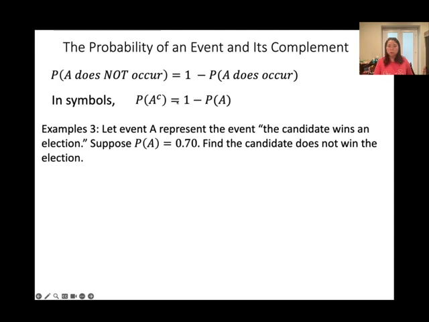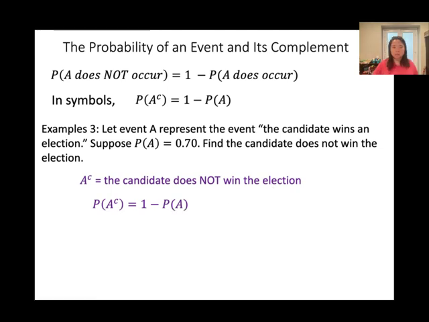So we're going to use this formula, right? We're going to let event A complement be the candidate does not win the election. So plug it in, 1 minus 0.70. So you're going to get 0.30, right? 30% chance the candidate does not win the election.